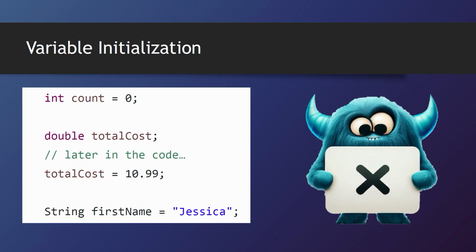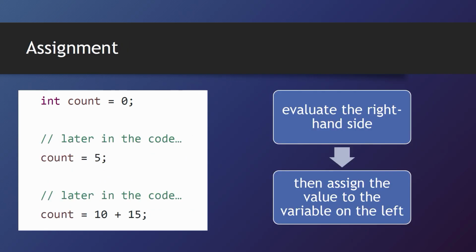Variables must be initialized before you can use them. Initializing means giving a variable an initial value. You can declare and initialize in one statement or in separate statements, depending on what you need for your program. An assignment statement changes the value of a variable. Assignment statements use the equal sign. When evaluating an assignment statement, we always evaluate the right side first, and only after the right side is evaluated do we assign that value to the variable on the left.